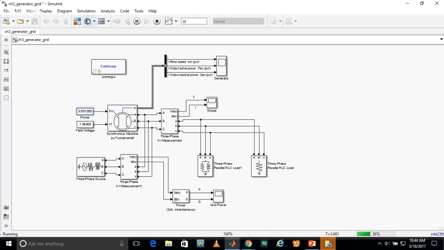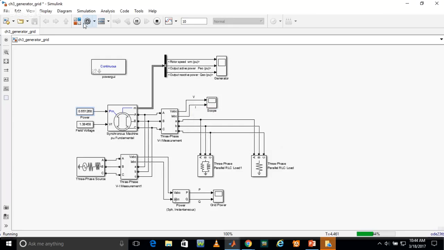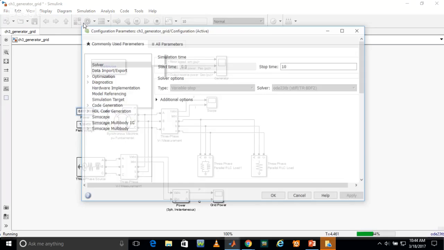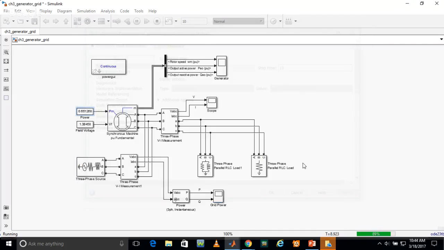Then according to this, we have to change our configuration parameters. If we open the model configuration parameters, just change the solver here. Okay, variable step, it has already taken the ode23tb stiff solver. This solver is already providing the best result for this complex system, and it is already faster than the other solvers.